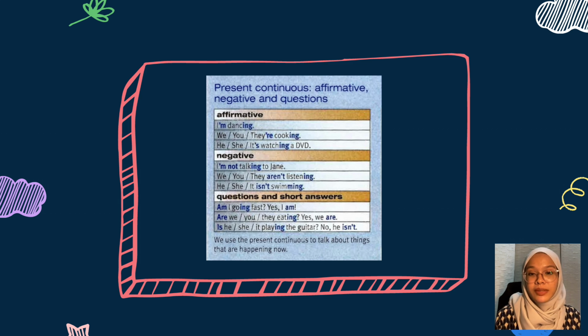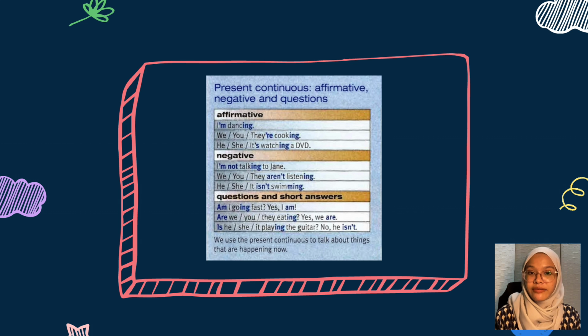For affirmative statements, we say I am dancing, we are cooking, you are cooking, they are cooking. He is watching a DVD, she is watching a DVD, it is watching a DVD.